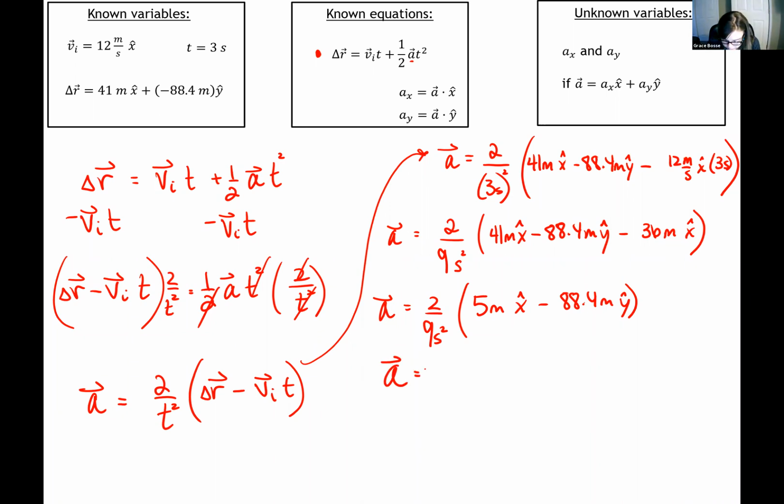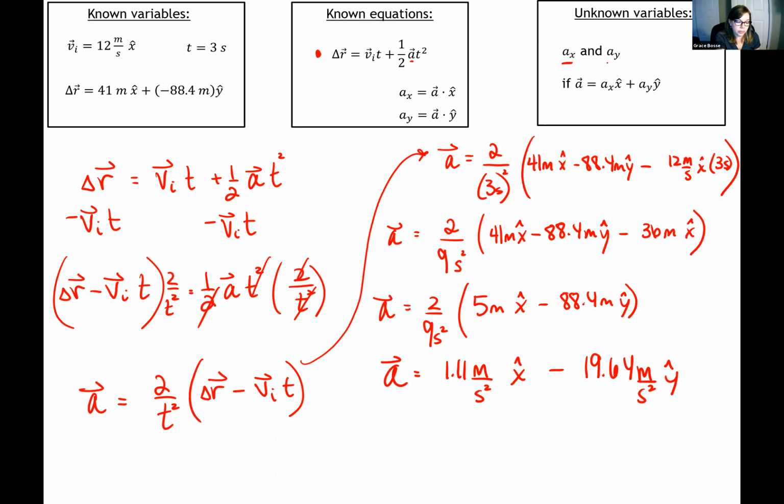So I'm going to actually do that math. 2 divided by 9 times 5 is 1.11 meters per second squared x hat minus, okay, now I'm going to distribute the 2 divided by 9 times 88.4. So I get minus 19.64 meters per second squared y hat. So that's my acceleration vector.